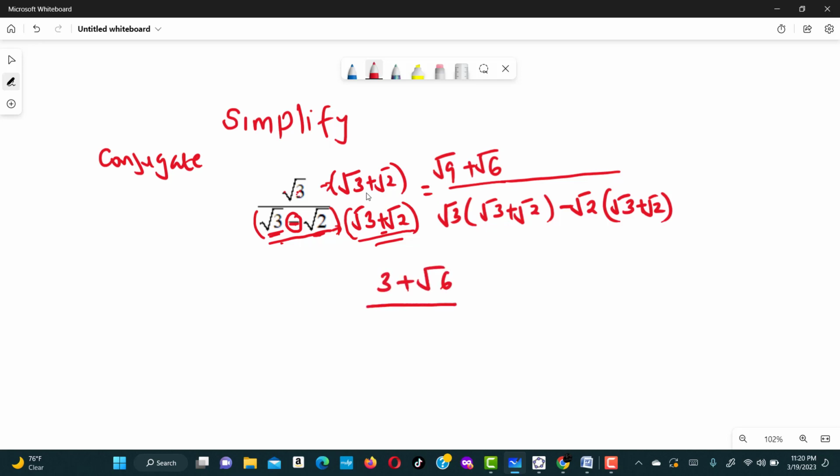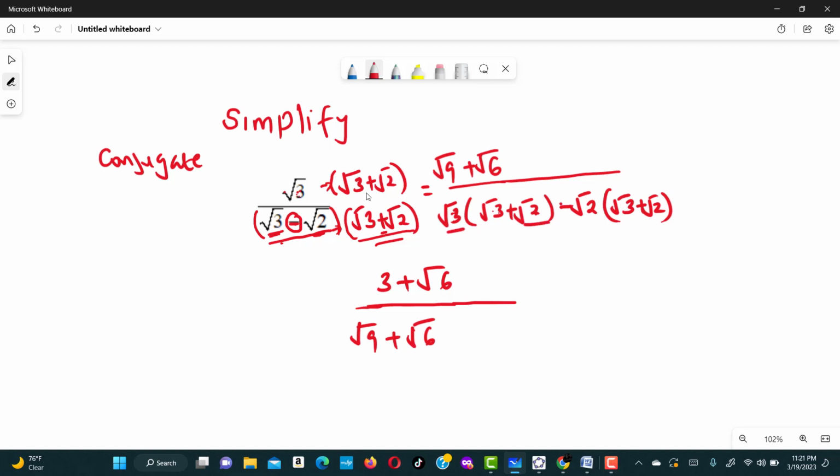Then in the denominator, we're going to expand. The square root of 3 times the square root of 3 is the same as the square root of 9. We multiply the numbers and keep the square root sign. We also do the same with the square root of 3 and the square root of 2. We will get square root of 6. Square root of 3 times the square root of 2 will be square root of 6.